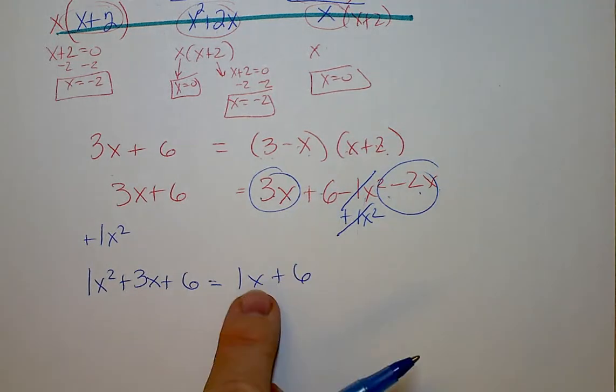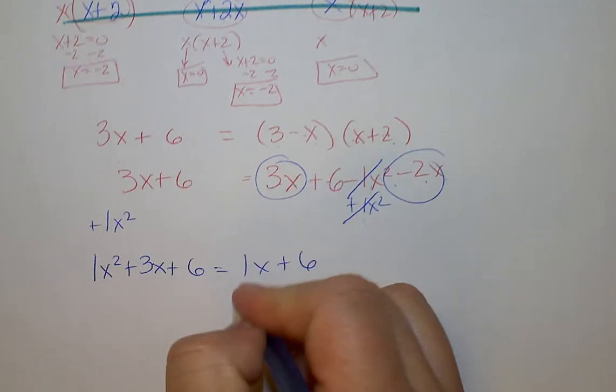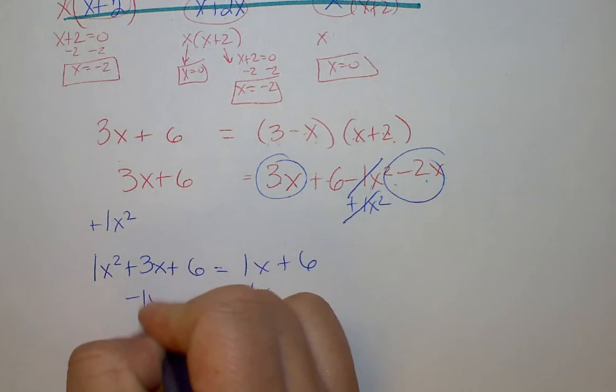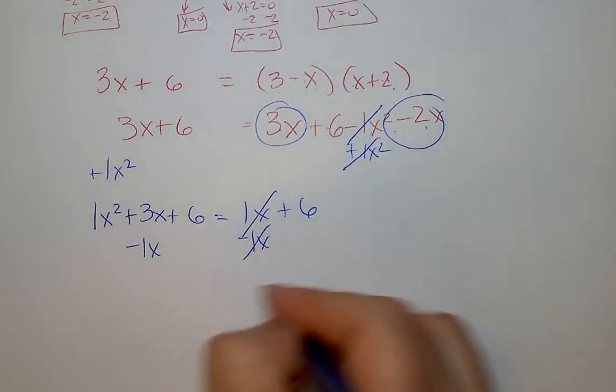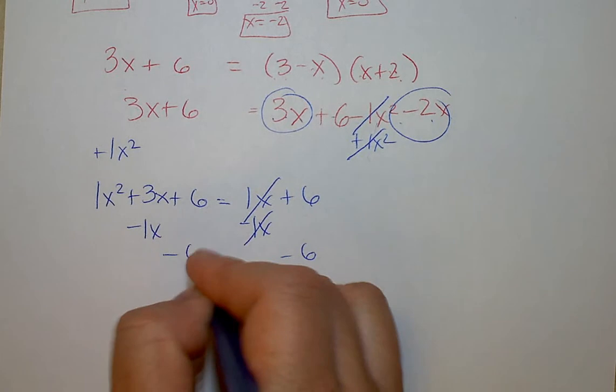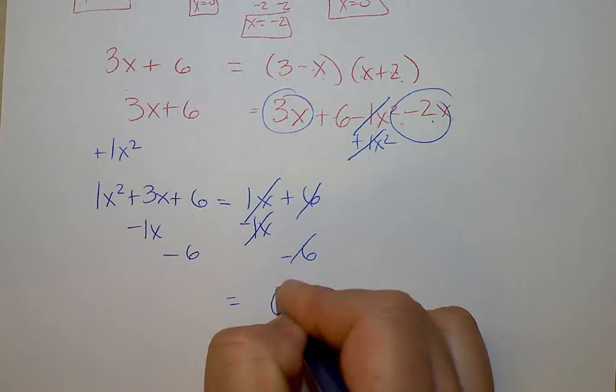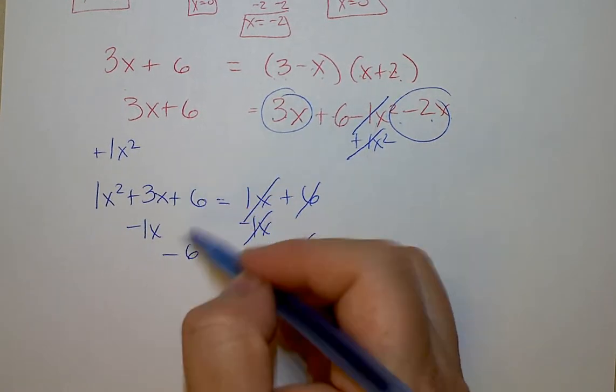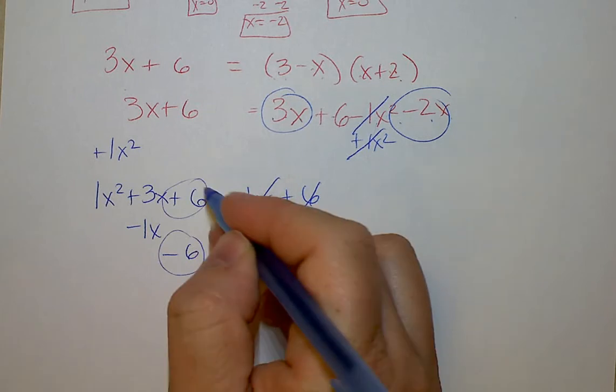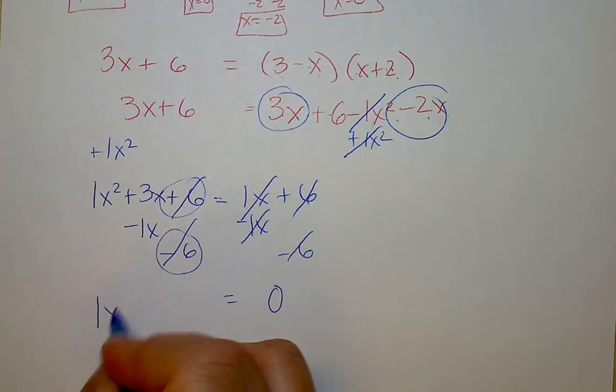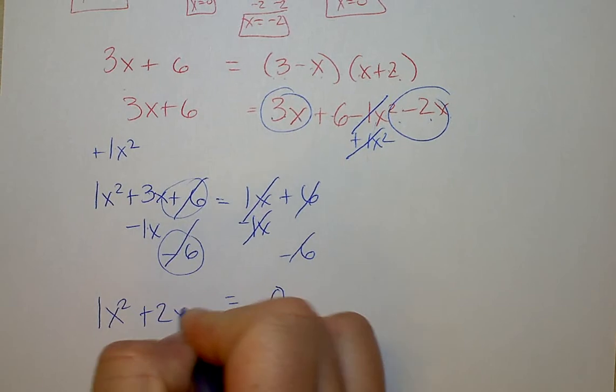Now I'm going to move this 1x over. So to move it over, I'm going to subtract it. And I'm going to move the 6 over by also subtracting it. Nothing's left on the right. On the left-hand side, I'm going to combine like terms. Positive 6 and negative 6 cancel. And I'm left with 1x squared plus 2x.